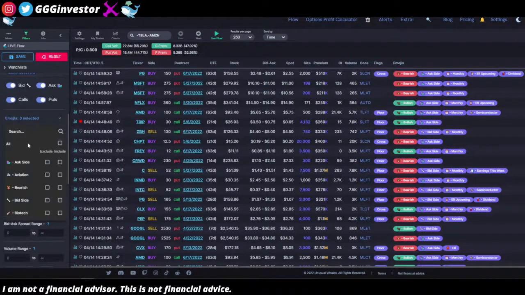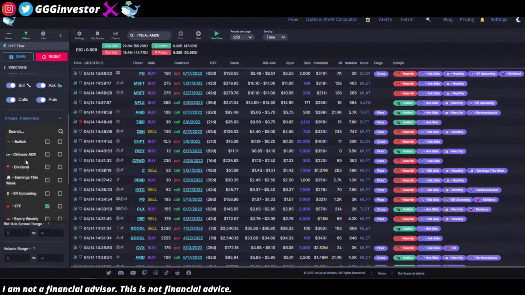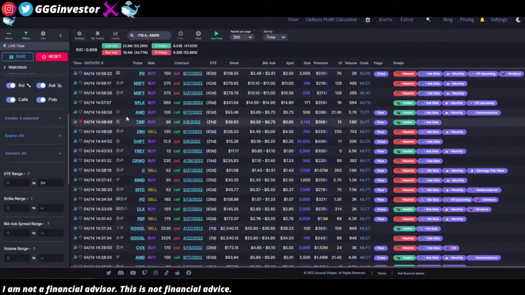I do want to exclude all the ETFs and the indexes, so I exclude these here. The emojis that I select are ETF, index, and leap, and so those are going to be excluded from the list here. Again, I want to exclude those because they usually trade in high volumes and premium, and I don't really want them clogging up all the flow that comes in.